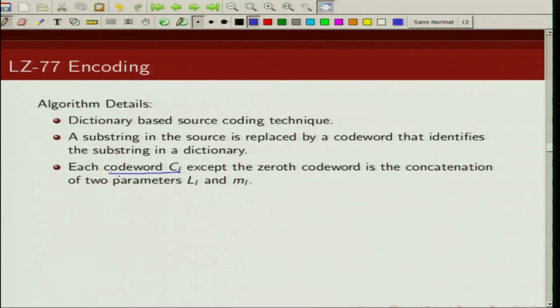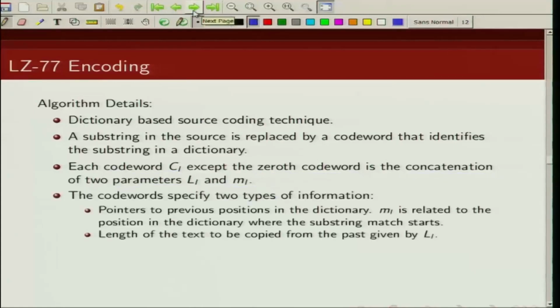Each code word except the initial code word, which I call the 0th code word, is a concatenation of two parameters. One is the length of the match of the substring, which I denote by capital L, and the other is M, which denotes the location where the match has occurred. So as I said, it's a dictionary based encoding.